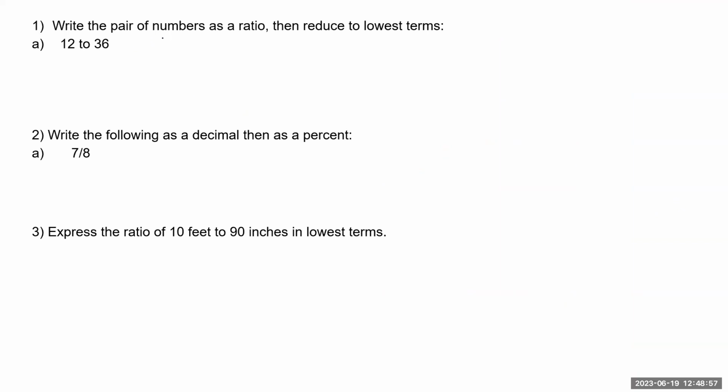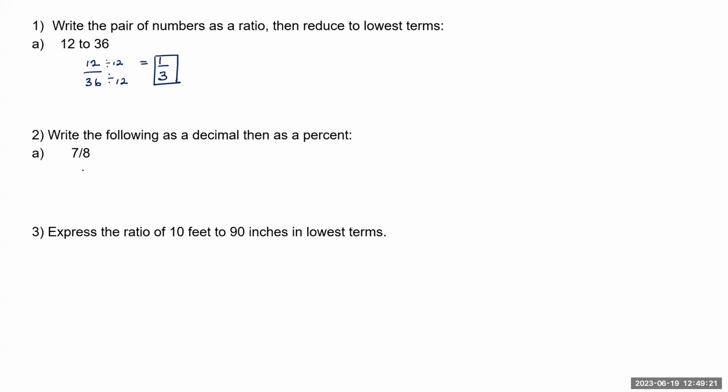We're told to write the pair of numbers as a ratio, then reduce to the lowest term. So 12 to 36 can be written as 12 over 36. When we divide this by 12, remember, whatever you do to the numerator, do the same to the denominator. So when we do that, we come out with the lowest term, which in this case will be 1/3.